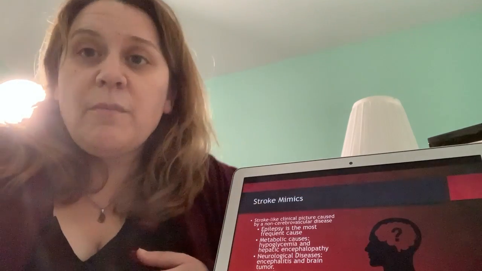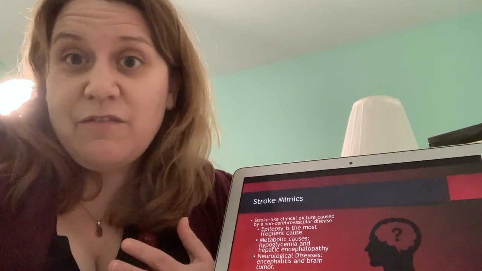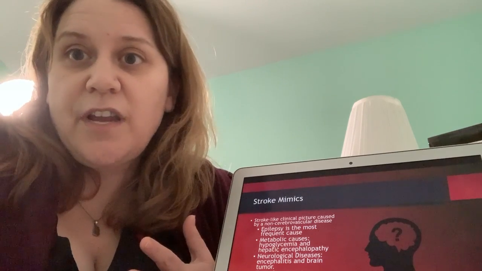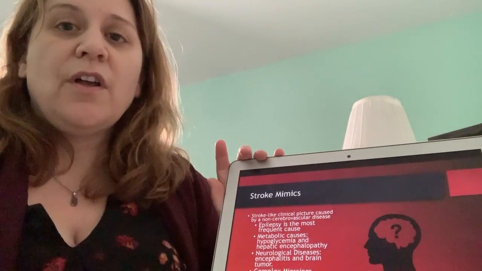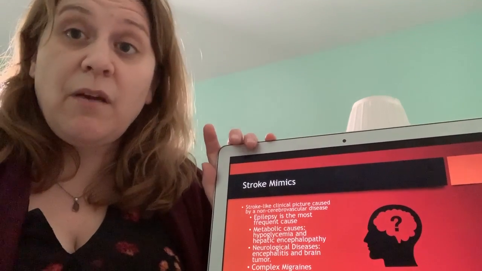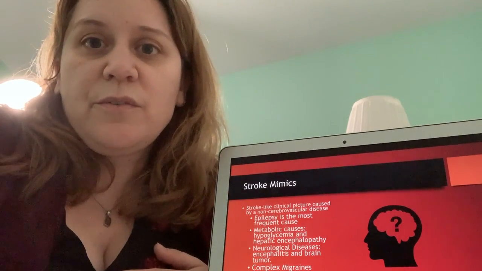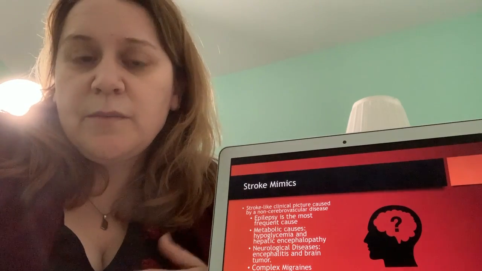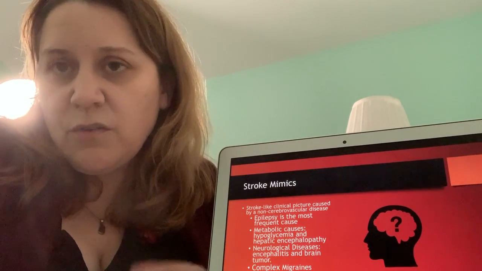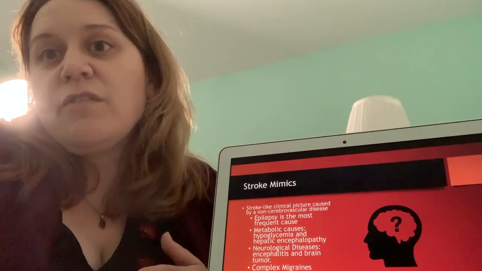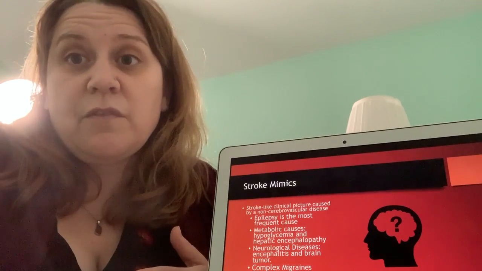Another thing I want to talk about is stroke mimics. They're not strokes, they're not cerebrovascular in nature, but these are conditions that can mimic the signs of a stroke. So hypoglycemia is a big one. It's really important if you're taking care of a patient who's displaying symptoms of an acute stroke, you want to do a finger stick. Don't wait for the BMP to result. You want to do a finger stick. Make sure they're not hypoglycemic, because that can definitely mimic some of the symptoms of a stroke.